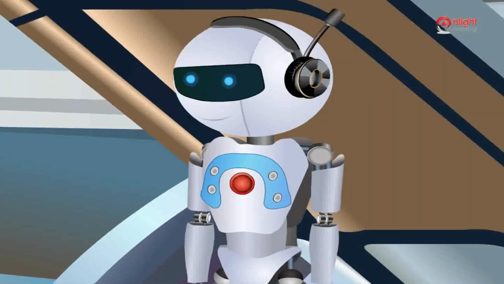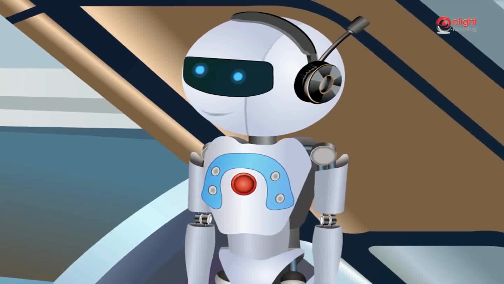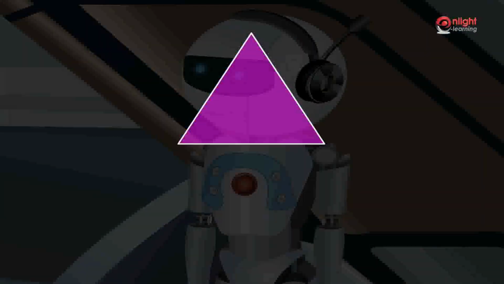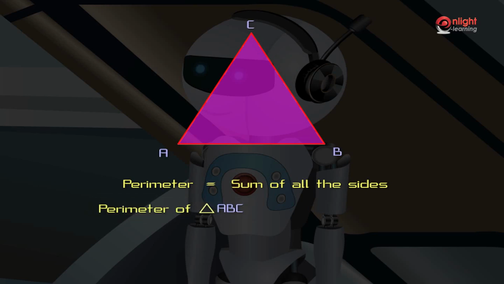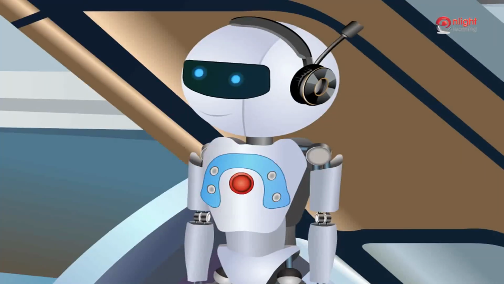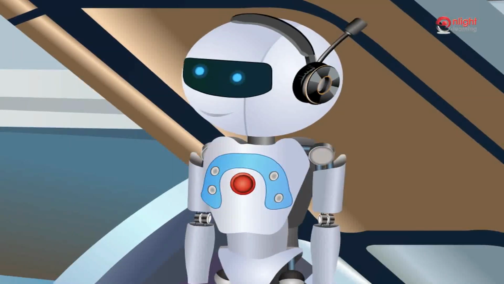Very good. Let us now consider the three-sided polygon, the triangle. Perimeter of any figure is equal to the sum of all the sides of the figure. Hence, in the case of a triangle, perimeter becomes the sum of the lengths of the three sides of the triangle. Hence, in the figure shown, perimeter of triangle ABC is equal to the sum of the lengths of AB, BC and CA.